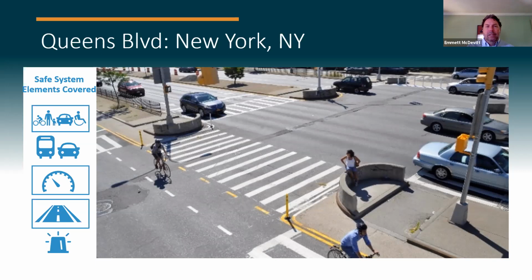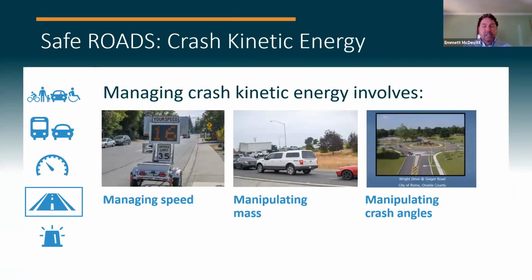So when we talk about getting to zero, it's things like this. It's small things that add up that are going to reduce our overall fatality rate and serious injury rate. And that's why I am optimistic about the Toward Zero and safe systems approach. Managing speed is something we need to do for managing kinetic energy, manipulating the mass and manipulating crash angles, such as with roundabouts and mini roundabouts.